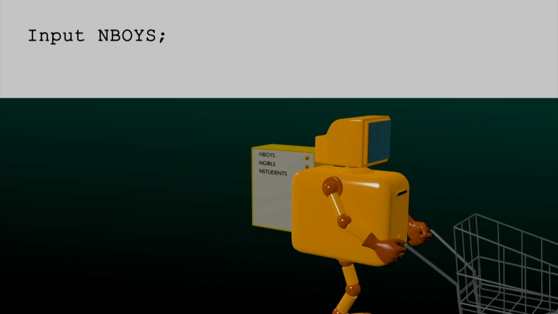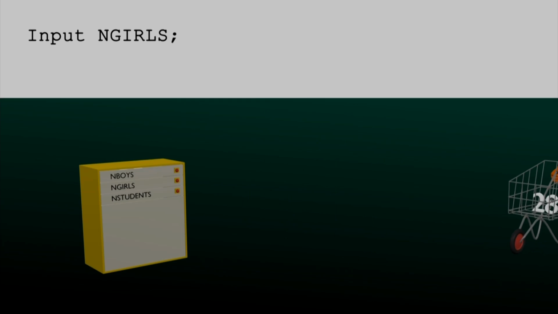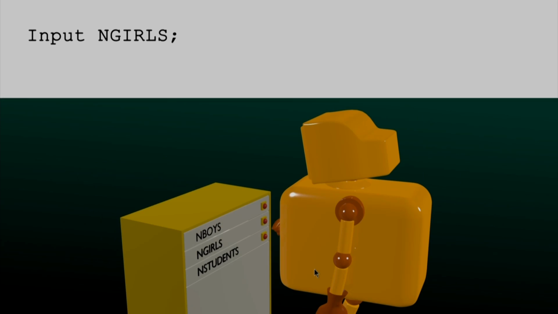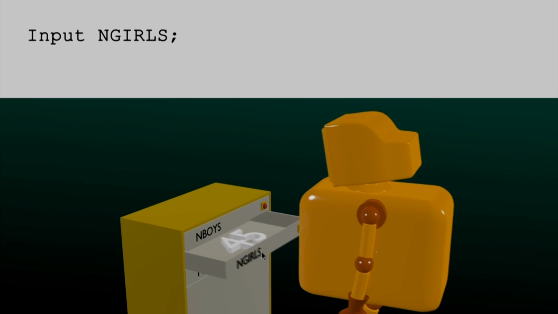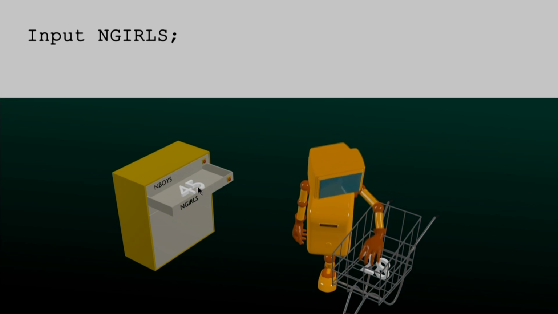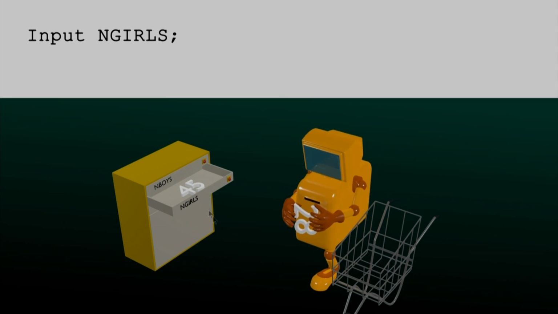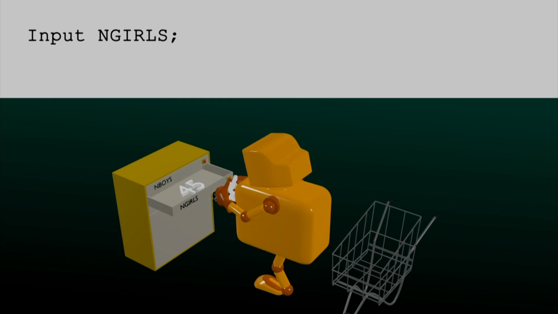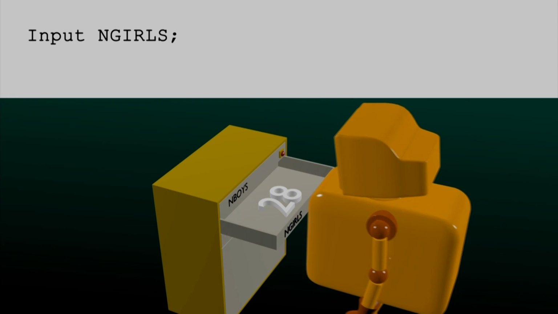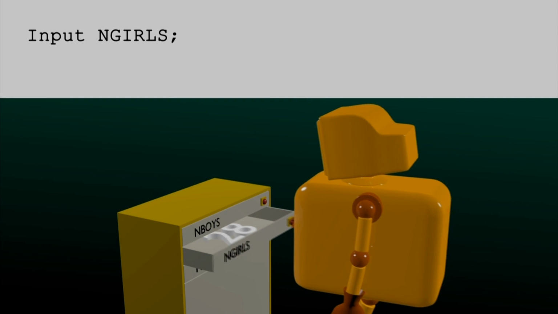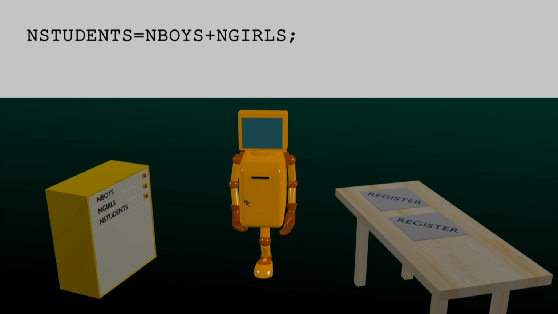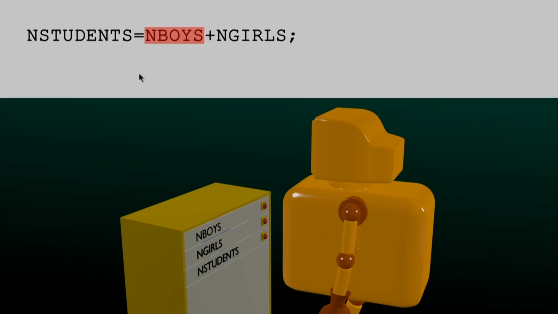He again now goes to collect an input for number of girls and he gets the value 28, for example. He opens the location for n girls. Again he finds some old value sitting in that drawer. He replaces that old value with the new value 28 which he has obtained from the input instruction. This completes the first two instructions of Mr. Dumbo. Next, he has to execute this assignment operation.